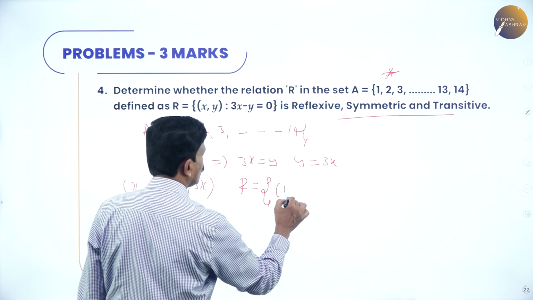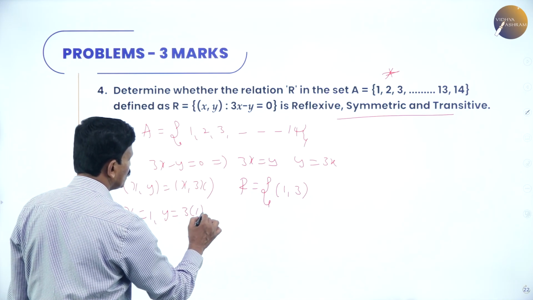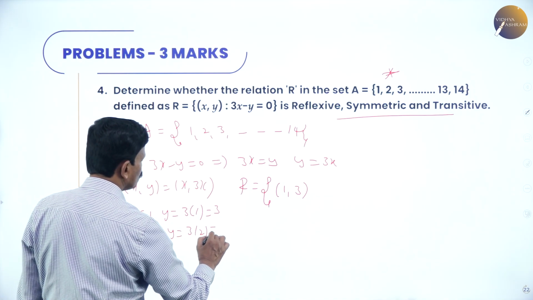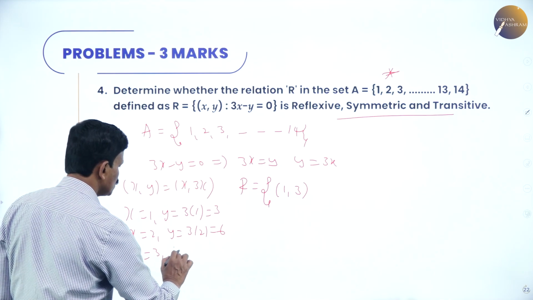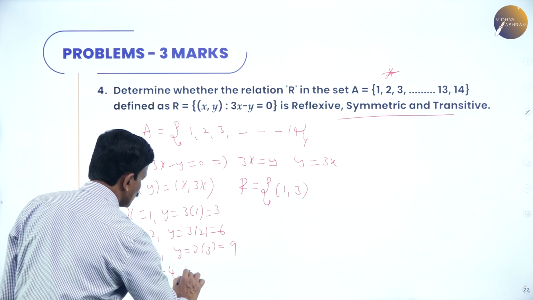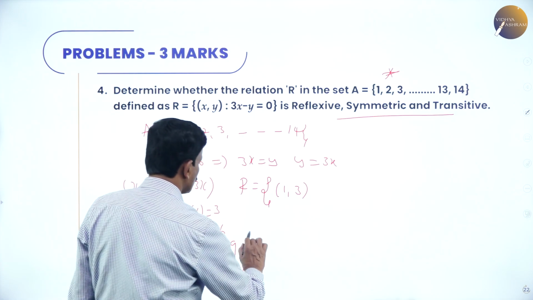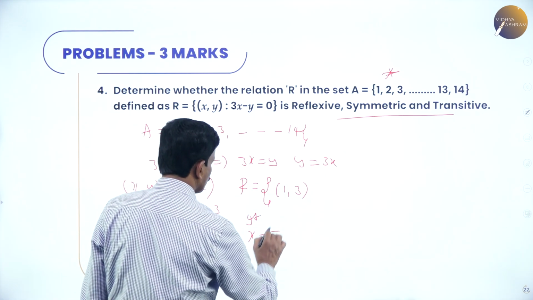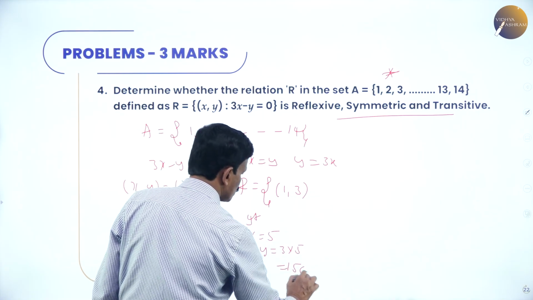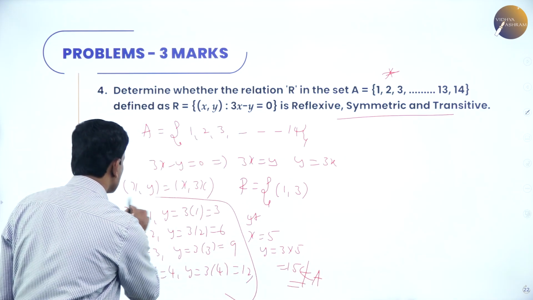So when x is equal to 1, y is equal to 3 into 1, that's equal to 3. Similarly, when x is equal to 2, y is equal to 3 into 2 is 6. When x is equal to 3, y is equal to 3 into 3 is 9. When x is equal to 4, y is equal to 3 into 4, that's equal to 12. Suppose x is equal to 5, then what is y? 3 into 5 is equal to 15. 15 does not belong to the set A. We cannot take it. So only these are the values we are going to consider.